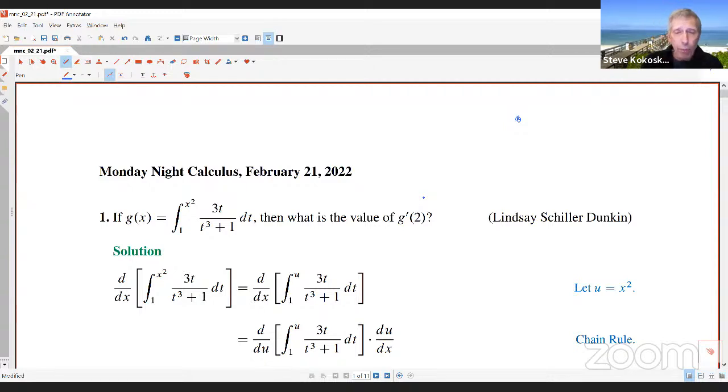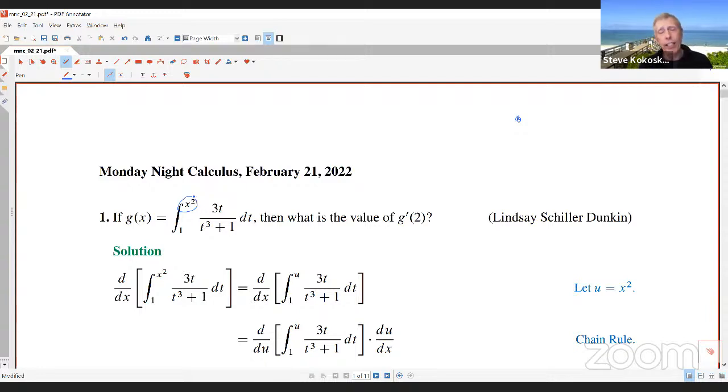In this particular problem, we have g of x defined as a function, and it's got a definite integral in it. And you'll notice up here that this upper bound is not just x, but rather x squared. So we've got to be careful when we apply the fundamental theorem of calculus. We want to find the value of g prime of 2.